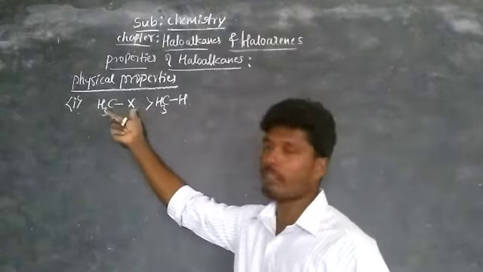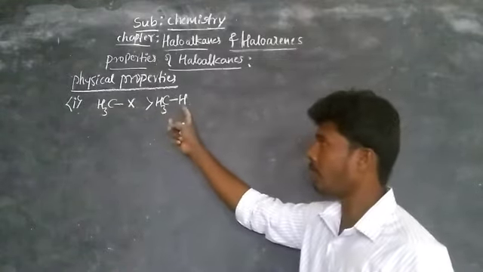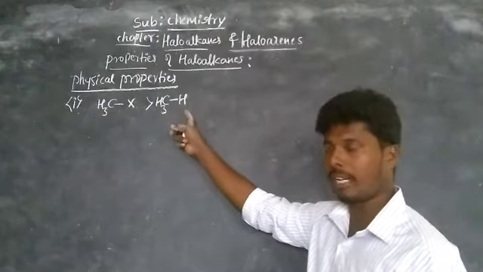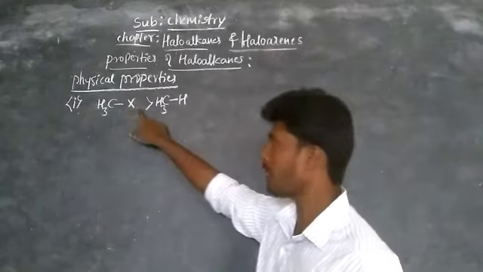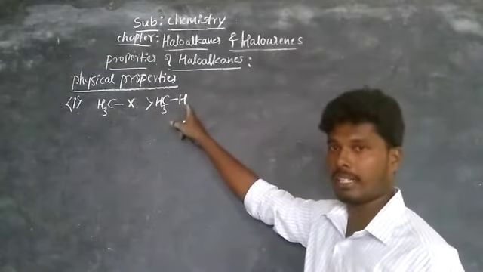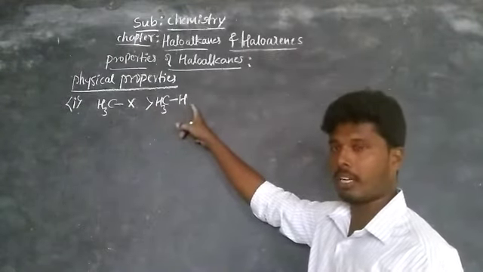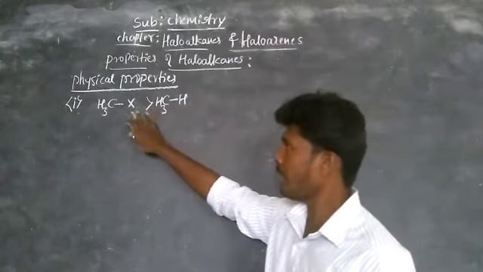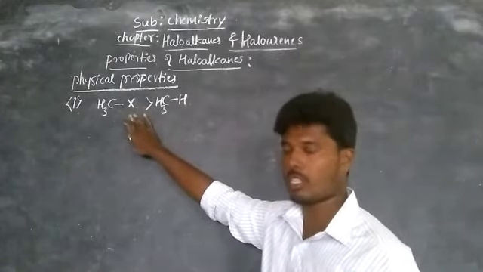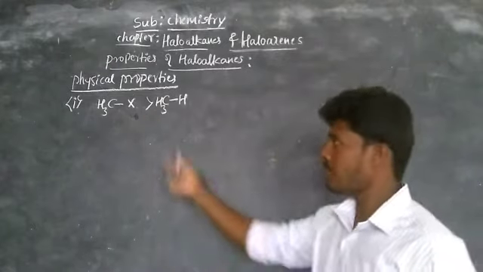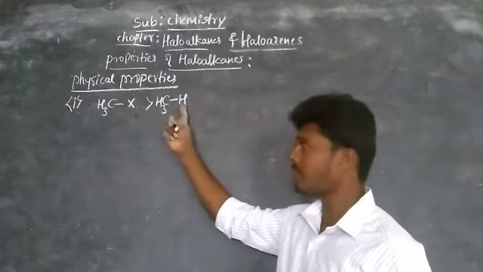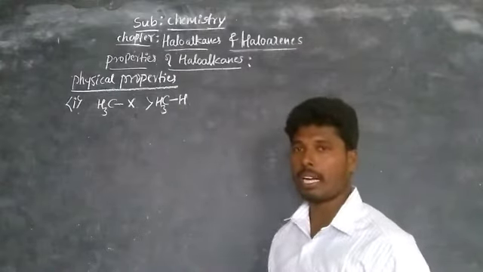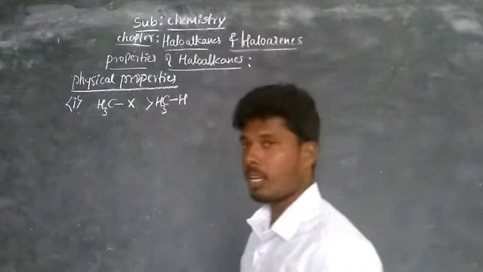Here the boiling point of halomethane is higher than that of the corresponding alkane because the halogen is more electronegative than hydrogen or another carbon. Due to that, it has high dipole-dipole interaction. Hence the haloalkanes have a higher boiling point than the corresponding alkanes. This is the first physical property.